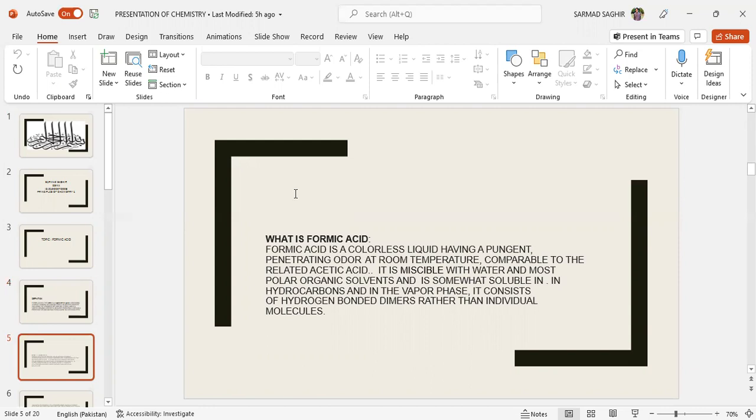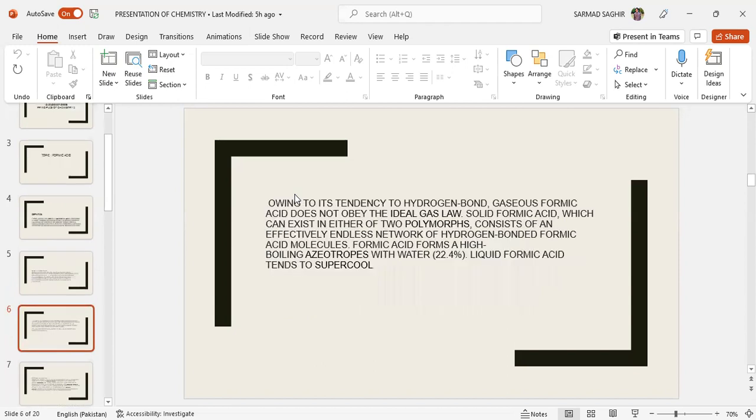What actually is formic acid? Formic acid is a colorless liquid having a pungent, penetrating odor at room temperature comparable to the related acetic acid. It is miscible with water and most polar organic solvents and is somewhat soluble in hydrocarbons and in the vapor phase. It consists of hydrogen bonded dimers rather than individual molecules.